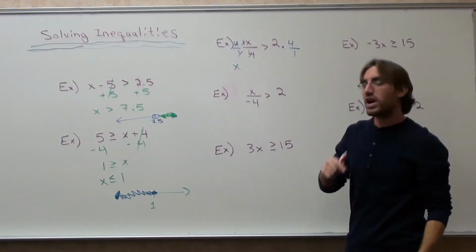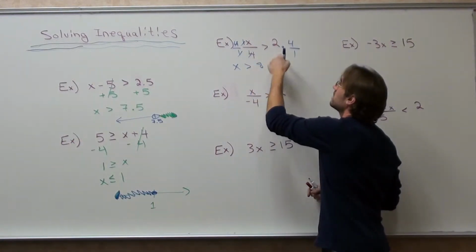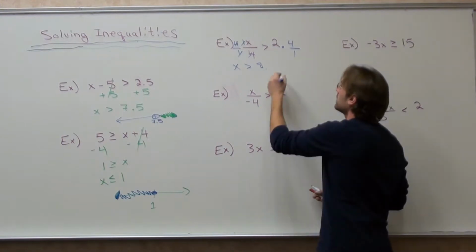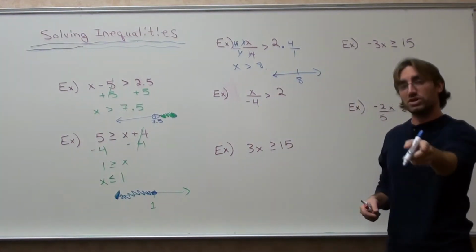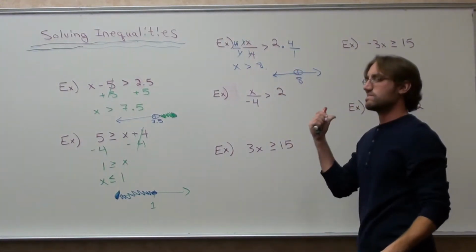X is greater than 2 times 4 is 8 over 1. I don't need over 1, it's just 8. Here's my number line, open circle or closed? Open, because there's no line, and the arrow saying, hey, that way.